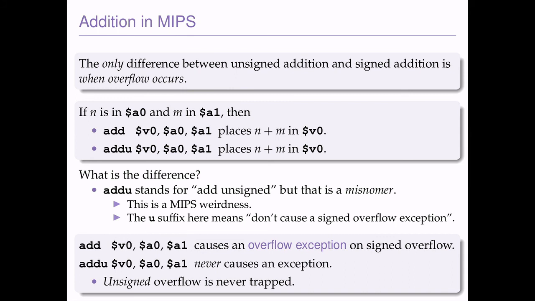That's the only difference. Now you can check for this yourself manually, and that's what some compilers do. We'll have a look at that in a minute. But add unsigned will just never trap the exception that should be thrown when we have an overflow.